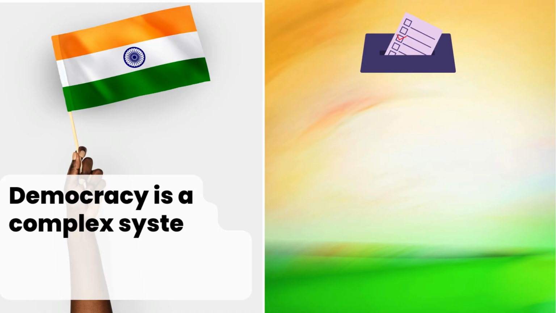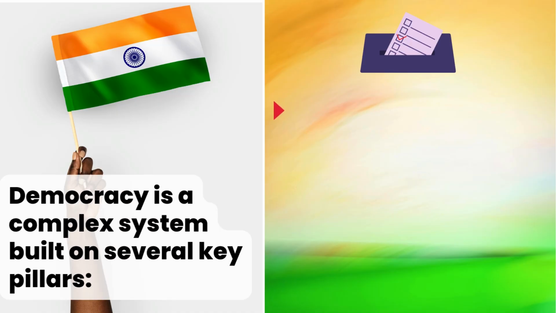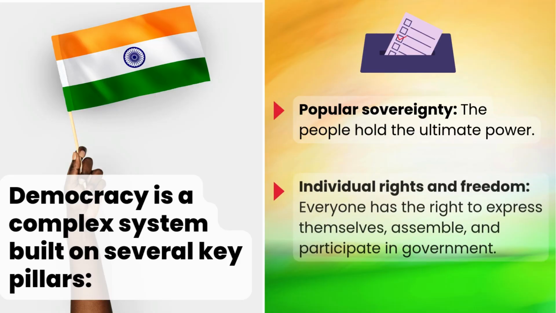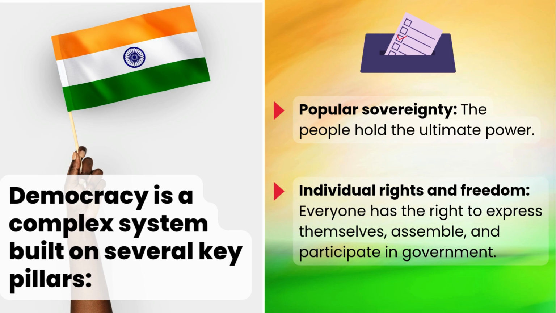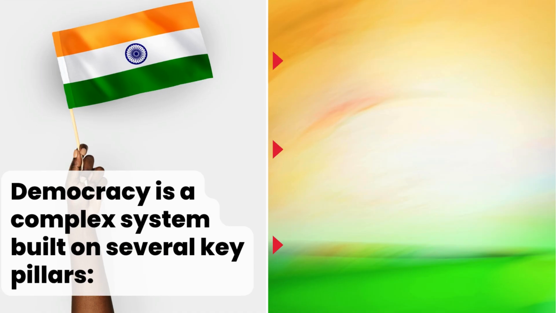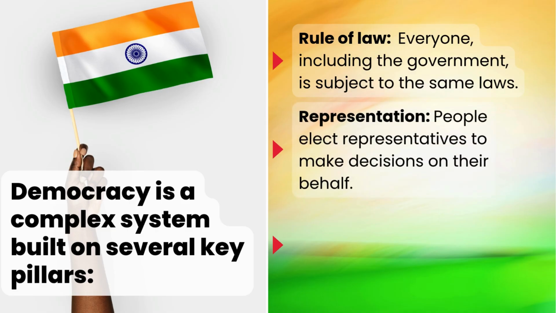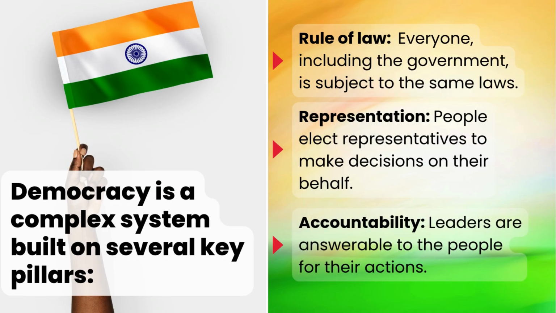Democracy is a complex system built on several key pillars. Popular sovereignty. The people hold the ultimate power. Individual rights and freedoms. Everyone has the right to express themselves, assemble, and participate in government. Rule of law. Everyone, including the government, is subject to the same laws. Representation. People elect representatives to make decisions on their behalf. Accountability. Leaders are answerable to the people for their actions.